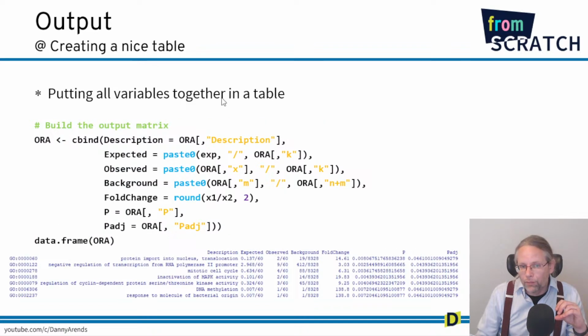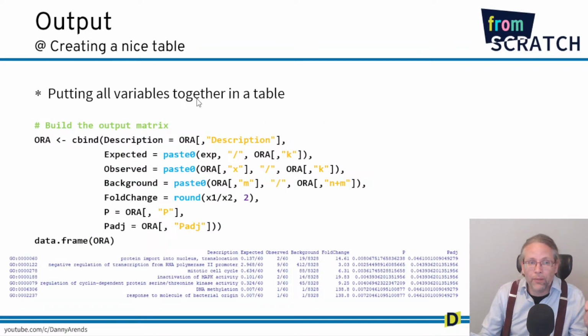And then we're going to put it all together into a single table. So I'm just going to say, well, the ORA table is going to be the description, the expected value, the observed value, the background value, the fold change, which is the ratio of the ratios. And then I'm going to add the p-value and the adjusted p-value and then make it into a data frame.